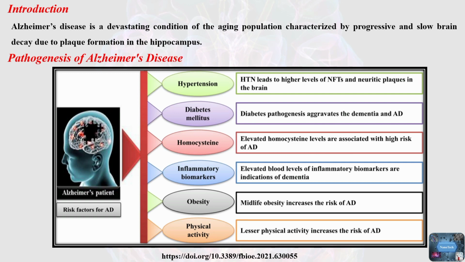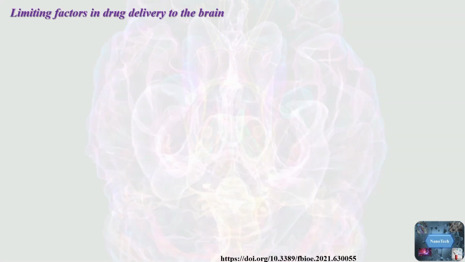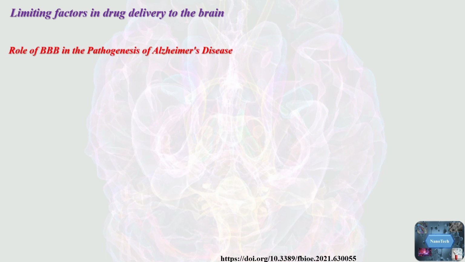Limiting factors in drug delivery to the brain. Role of blood-brain barrier in the pathogenesis of Alzheimer's disease. Imagine the human brain as a fortress guarded by two specialized barriers, the cerebrospinal fluid barrier and the blood-brain barrier. Now, the blood-brain barrier is like the gatekeeper, crucial in Alzheimer's disease.